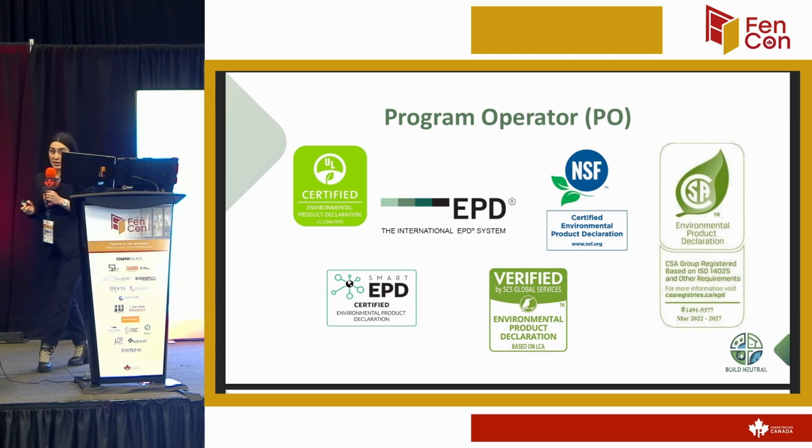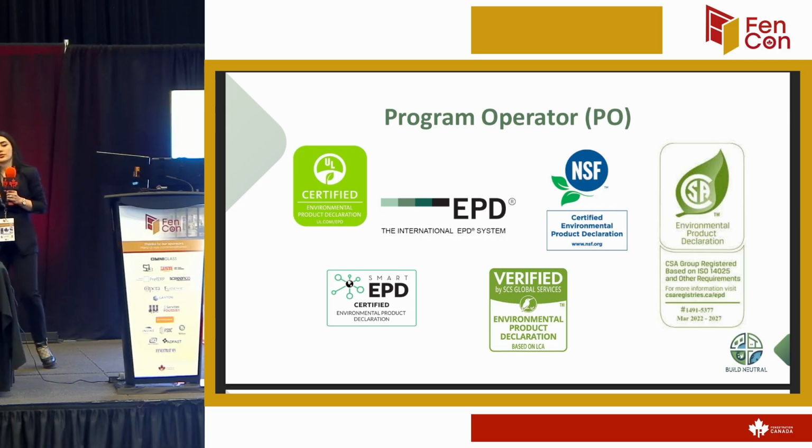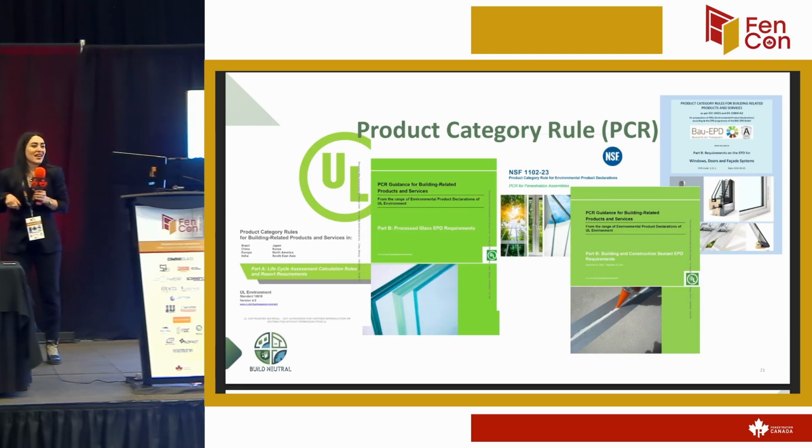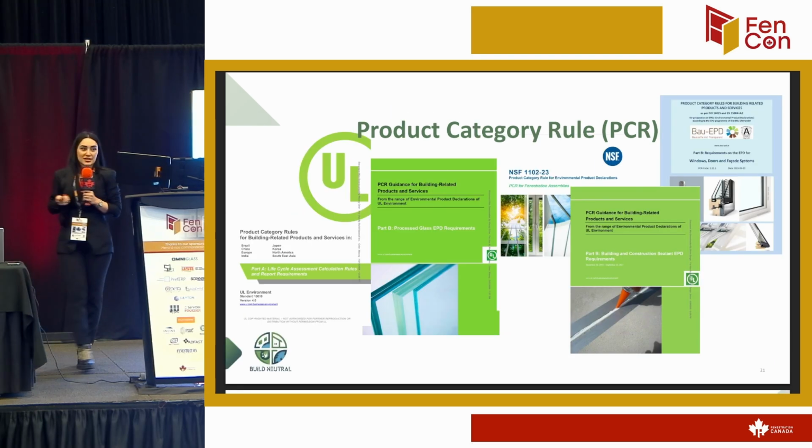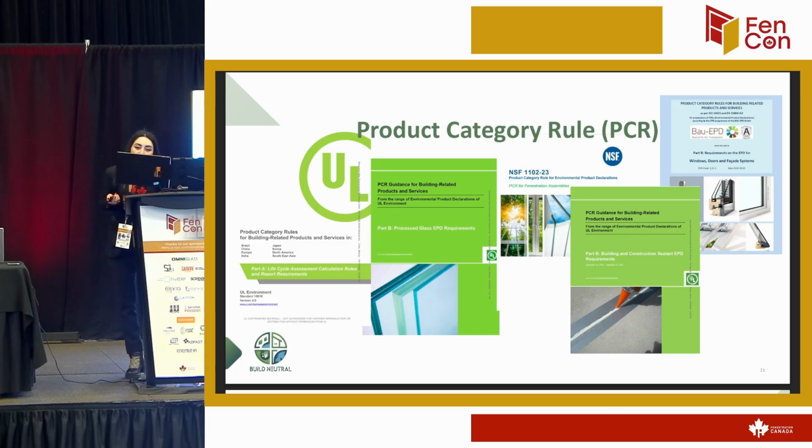So these are some of the program operators. We have SMART EPD, we have NSF, UL, CSA Group, ASTM International. I forgot to put it here, but there are many. And then we have product category rules. So here I put, for example, processed glass EPD requirements, or NSF has a PCR for fenestration assemblies, UL has building and construction, and EPD requirements, and then we have windows, door, and facade systems.